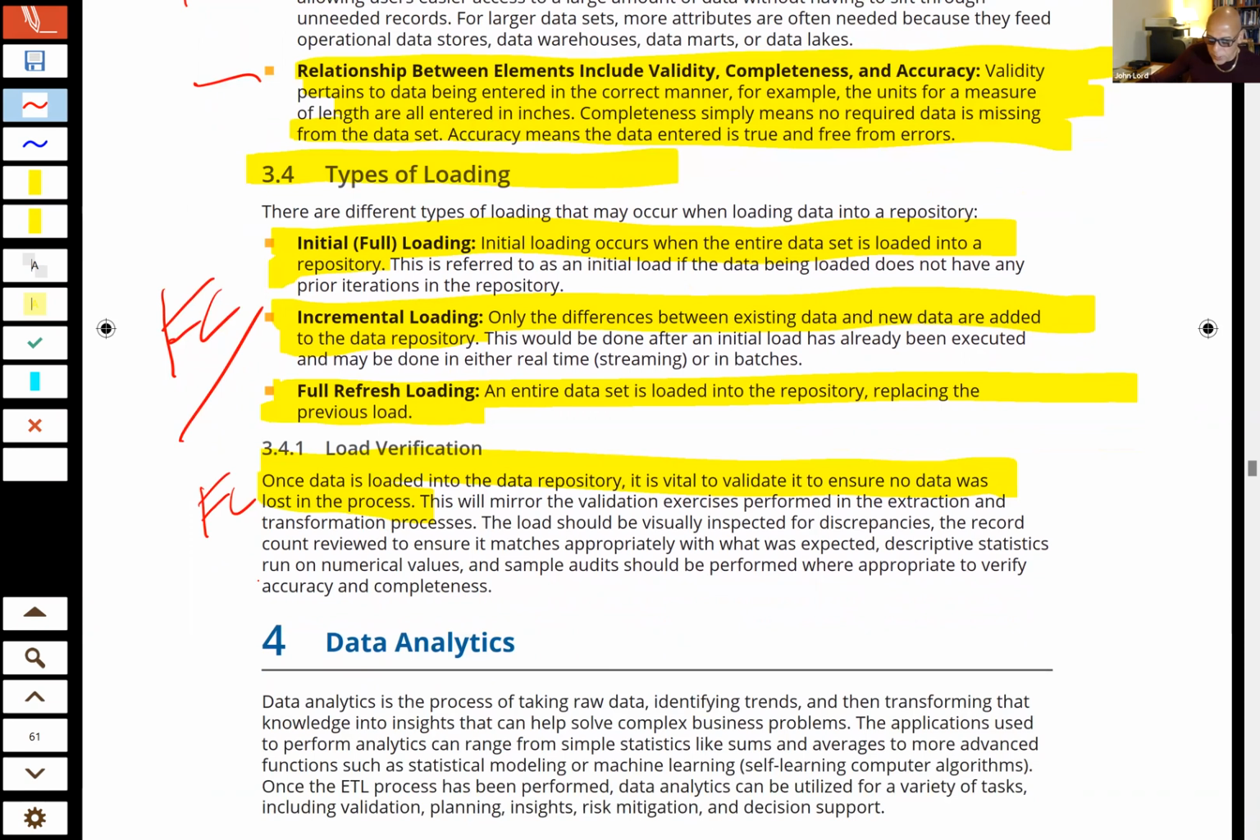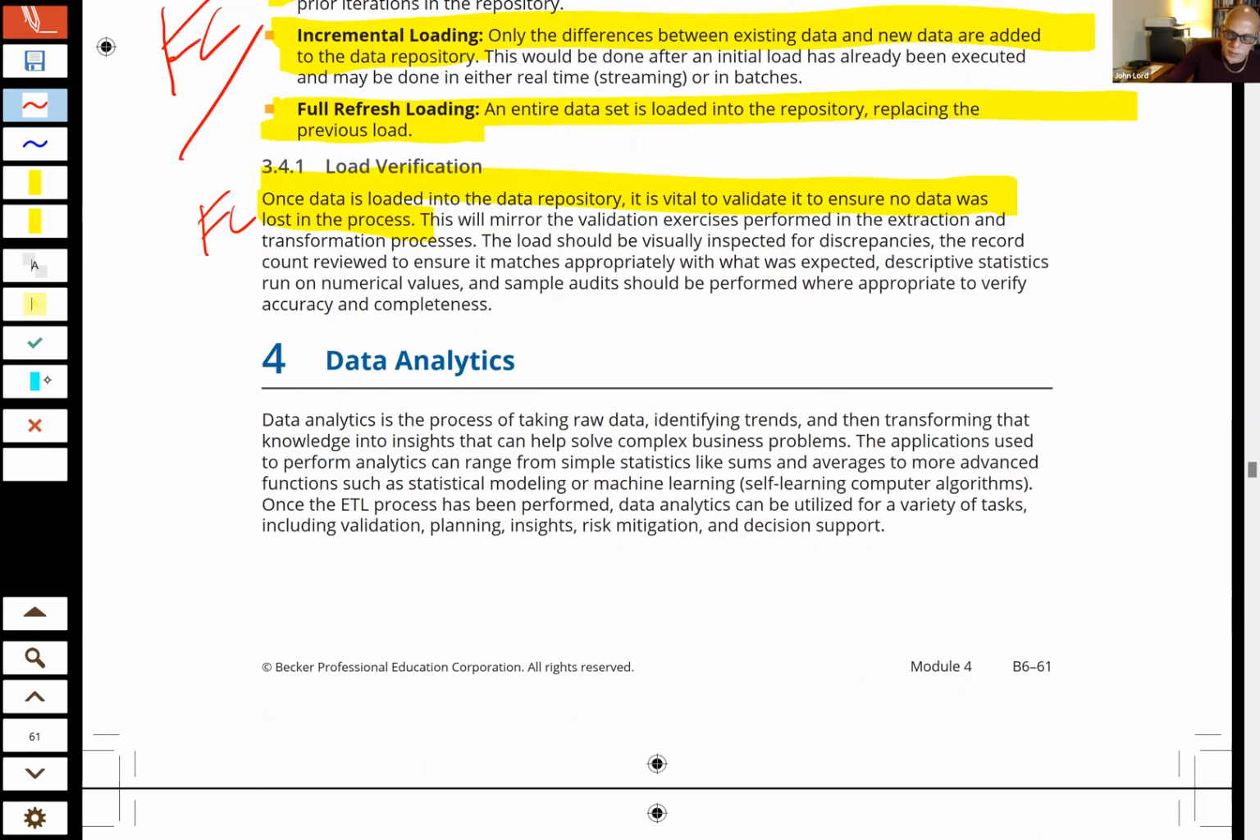Okay. All right. Now we start to talk about the different types of data analytics. Again, guys, very definitional stuff. And then we're going to talk about different ways of visualizing these different types of data analytics. Okay, so data analytics is taking raw data, identifying trends, and transforming that knowledge into insights to solve problems. We talk about business problems, but again, government problems too.